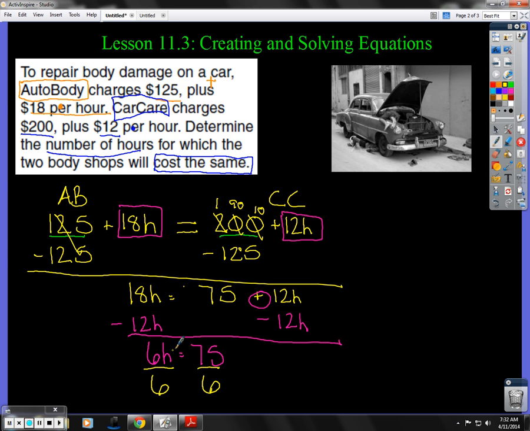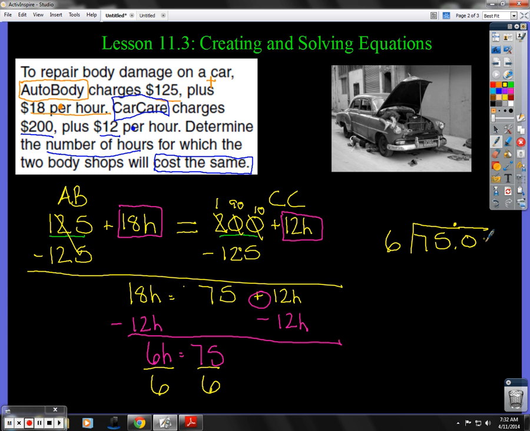So 6, I should say 1H, not 1 hour. I'm evaluating for 1H, not 6 of them. I'm going to do this math over here: 75 divided by 6. As I said before, I know because I have some number sense, not much, that 6 will not go into 75 evenly.